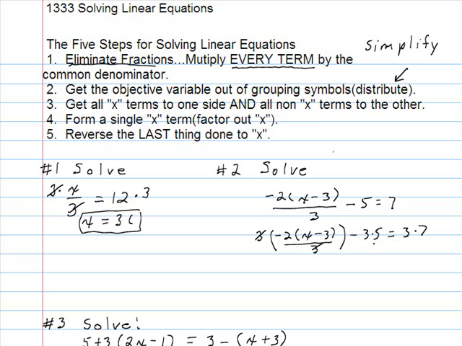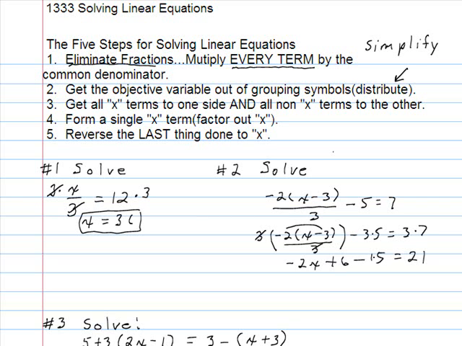Now, think about what you have left. Your first term is negative 2 times x minus 3. Your second step says get the objective variable out of the grouping symbol, and it says to do it by distributing. Well, if I distribute the negative 2, I'll get negative 2x, and then negative 2 times the negative 3, plus 6, minus 3 times 5, which is 15, is equal to 3 times 7, which is 21. And notice that I have gotten rid of all of my fractions, and in a second step, by distributing the negative 2, I've gotten my objective variable out of the grouping symbol.